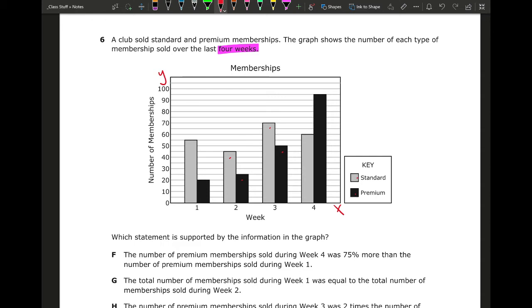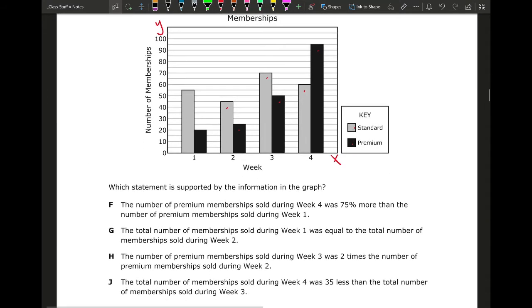But at the 4th week, look, they sold less standard than premiums compared to the other weeks, right? So that's something that they might tell us. In the other 3 weeks, the standard memberships were higher sales than the premium membership, something that you can look at. So they sold 60 and over here they sold 95. Let's see what they have to say.